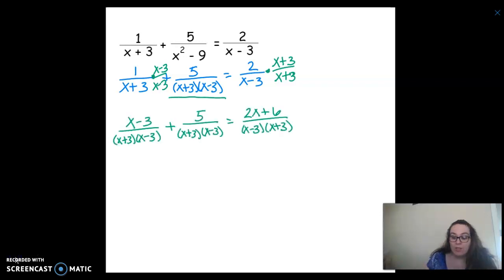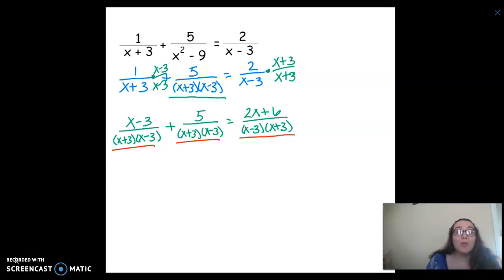All right, now since they are all the same, I can just take the numerator straight across and keep the signs. Now, I wrote this one differently on purpose to show you that x minus 3 times x plus 3 is the exact same thing as x plus 3 times x minus 3, okay?